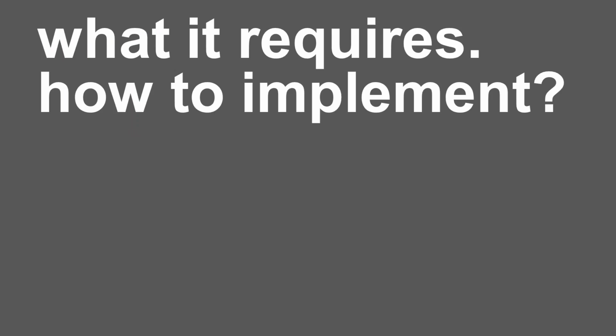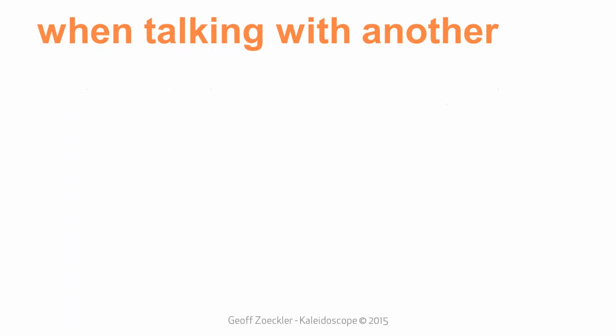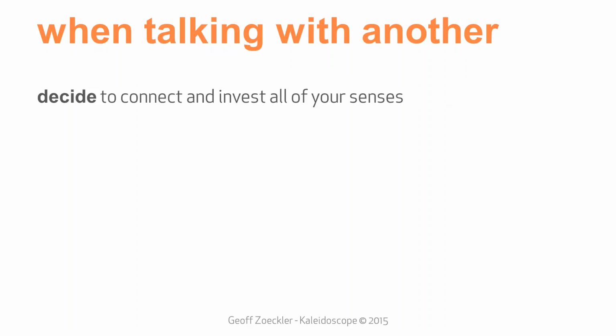So we're going to move on to what it requires. This topic of empathy is big, so how do you do it? How do you implement it within your organization? Well, when you're talking with another person, the very first and most important step is that you decide to connect with them and invest all of your senses, that you are observing and attempting to get all 100% of that emotional information. The second step, once you've made that decision, is to identify those emotions, specifically looking at nonverbals.